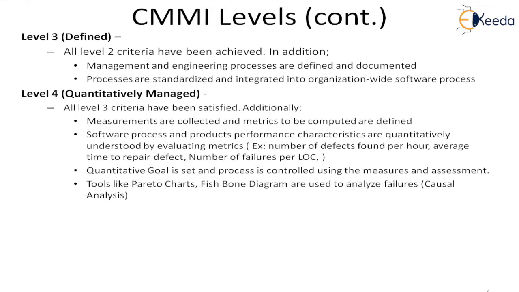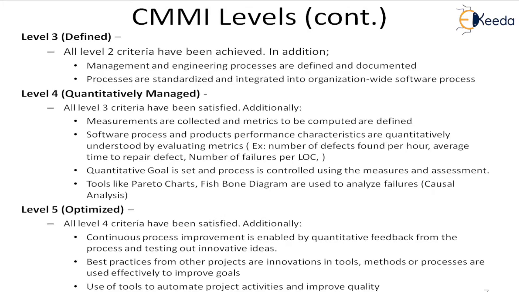Then we have levels 3, 4, and 5. Level 3 is normally called a defined level. So here what happens is that each project has a defined process, but here that process is getting institutionalized. Management and engineering processes are defined and documented. They are standardized and integrated into the organization-wide software process.